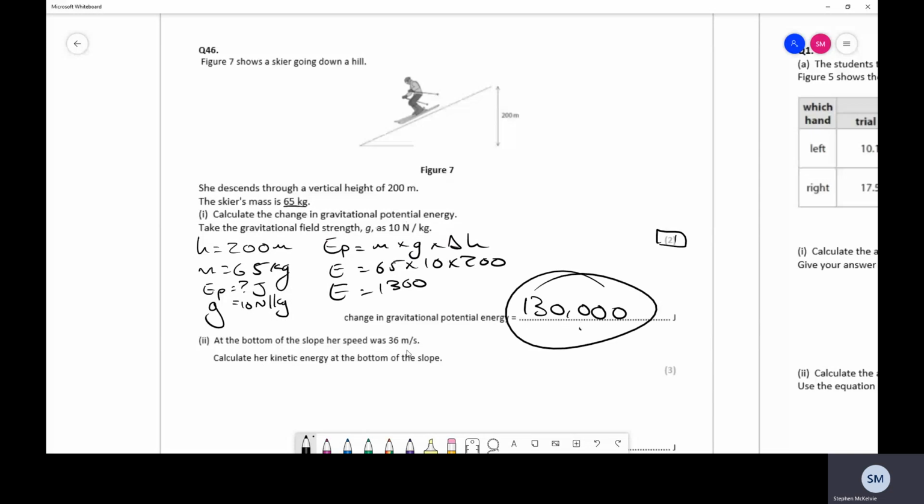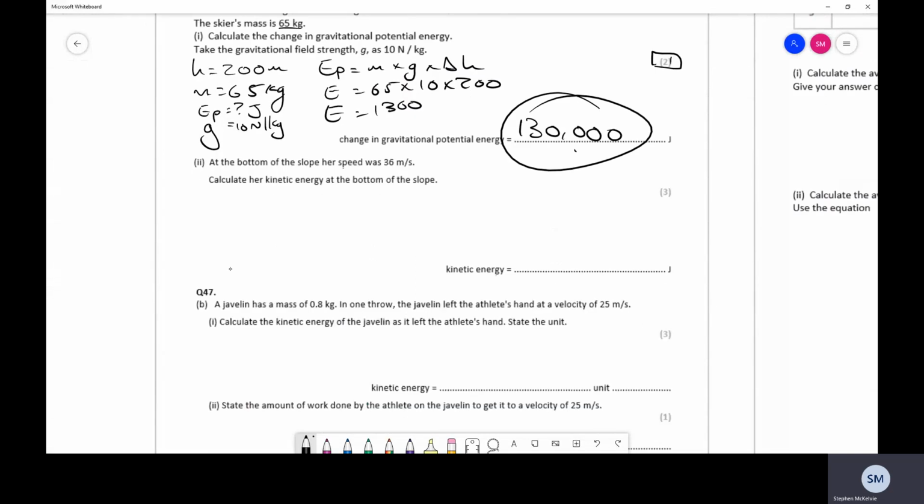At the bottom of the slope, her speed was 36 meters per second. I'm going to say that her velocity was equal to 36 meters per second. Calculate her kinetic energy, EK, is equal to I don't know how many joules, at the bottom of the slope. Now, obviously we're missing something here. So it's only given us 1 number in this portion of the question, but remember this is part 2 of this whole question, and they've already given us her mass up here.